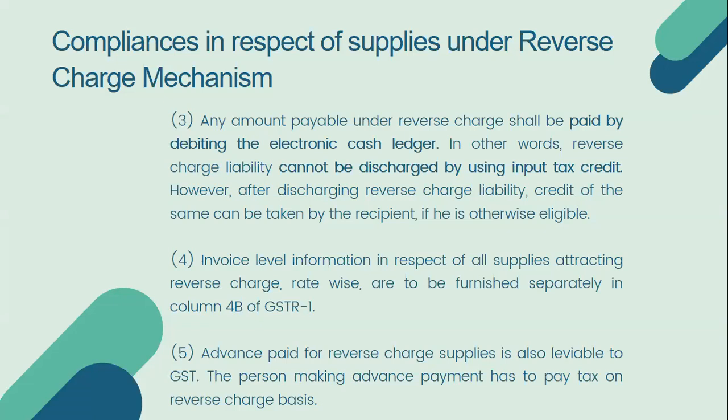Then the next point is the invoice level information in respect of all supplies attracting reverse charge rate-wise are to be furnished separately in column 4B of GSTR1. Then the advance paid for reverse charge supplies is also leviable to GST. The person making advance payment has to pay tax on reverse charge basis.